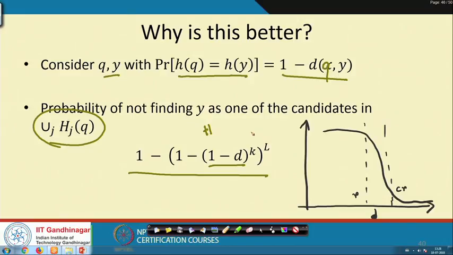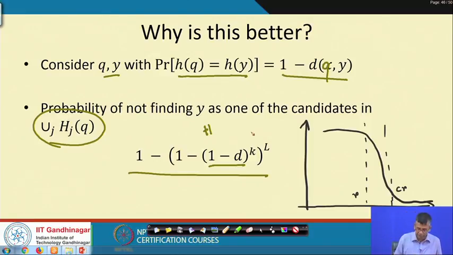That raised to the power L is the probability that q and y fall in different buckets in all the L hash tables. So, 1 minus that is the probability that in at least one of the capital L hash tables, q and y have been placed in the same bucket. Okay. So, there are 3 steps here, and you have to carefully go over that.